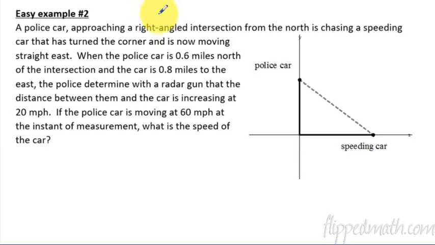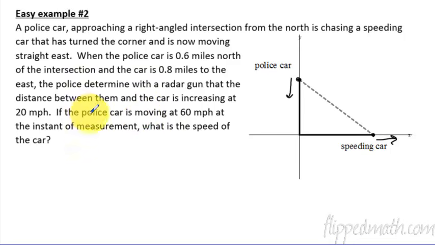Okay, easy example number 2. So we have this thing happening where we've got a police car here, and it's going that direction as it's chasing a speeding car that is going this direction. So the police car is approaching the intersection, the speeding car is going away from it. So you kind of read through this to make sure you understand what is happening.